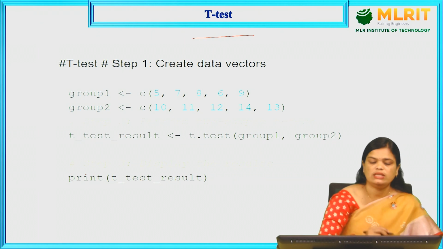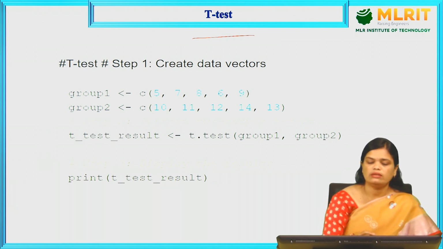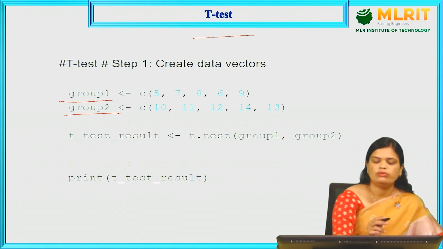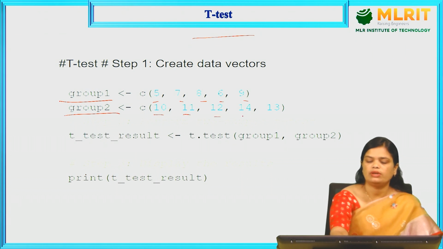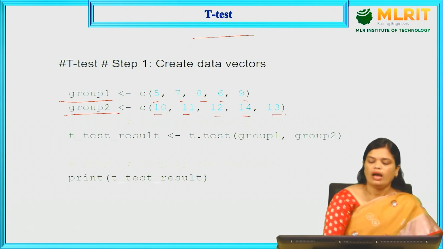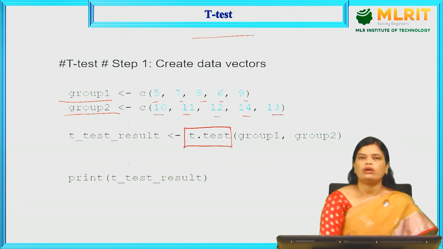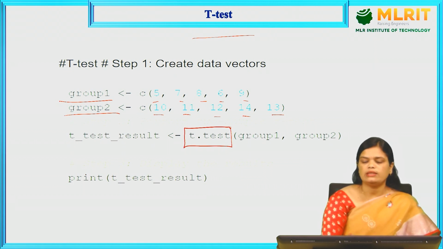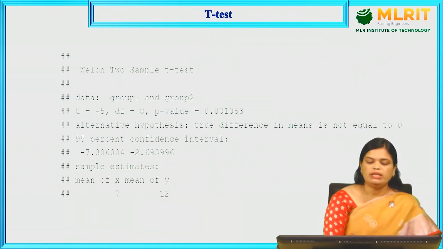Next topic is the t-test. For calculating the t-test, we are taking two vectors. So group 1 and group 2 vectors, and in group 1 I have the values 5, 7, 8, 6, 9, and in group 2 I have the values 10, 11, 12, 14 and 13. And I have a built-in function for calculating the t-test, that is t.test. I am applying this on the group 1 data and the group 2 data, and I am printing the t-test here. So these are the estimated values I have got after executing the program.